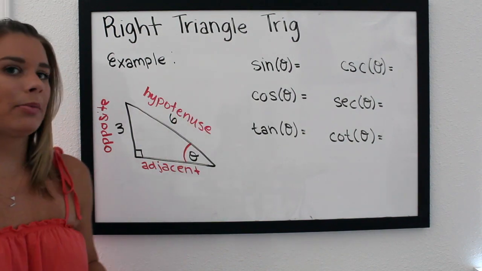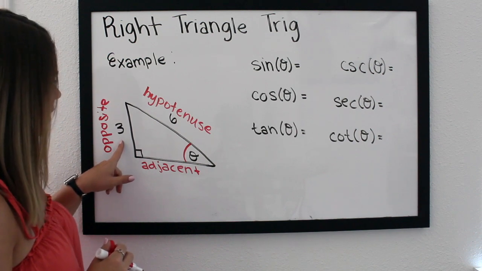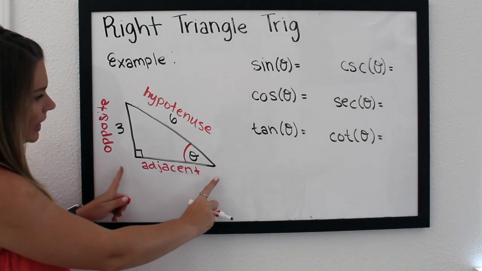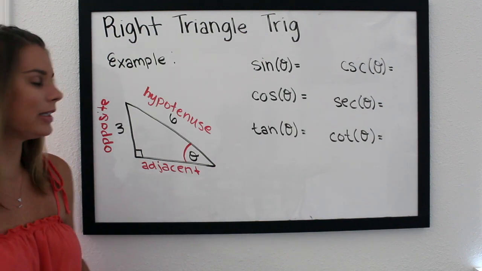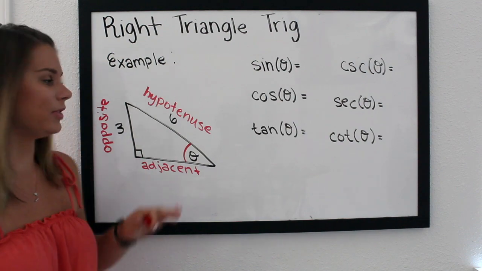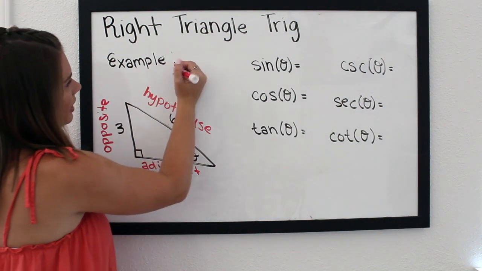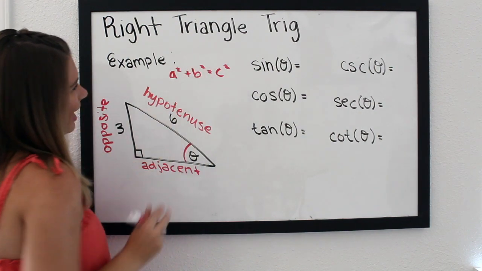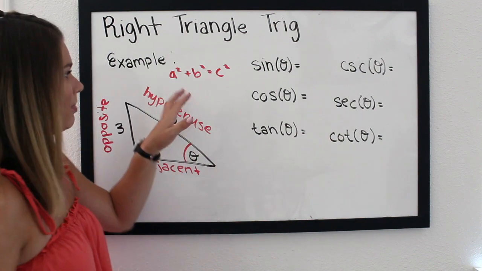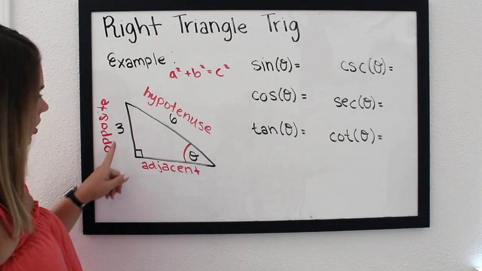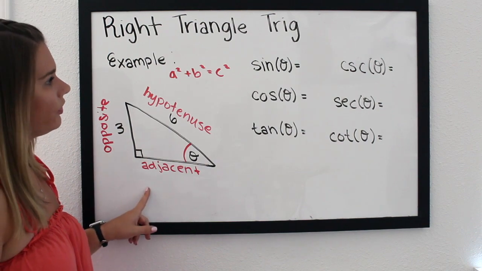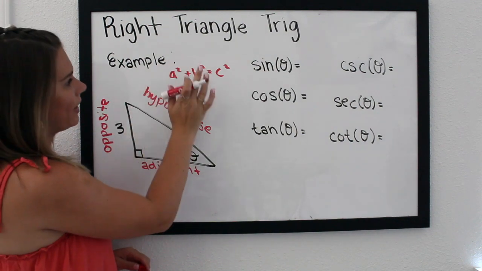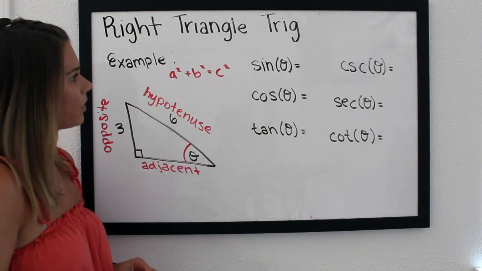Now, we're running into a slight problem here because I have a length of 3 for this opposite side, a length of 6 for the hypotenuse, but I don't know how long my adjacent leg is. So we're going to have to use the Pythagorean theorem to figure that out. The Pythagorean theorem is a squared plus b squared equals c squared. I actually tell my students not to memorize it that way because we want to make sure that a and b are your two legs on the right triangle, and your c is the length of your hypotenuse. So really it should be leg 1 squared plus leg 2 squared equals hypotenuse squared.